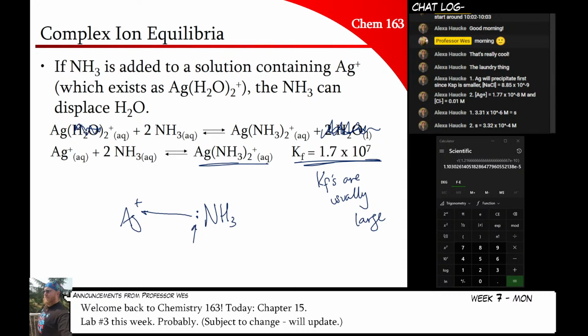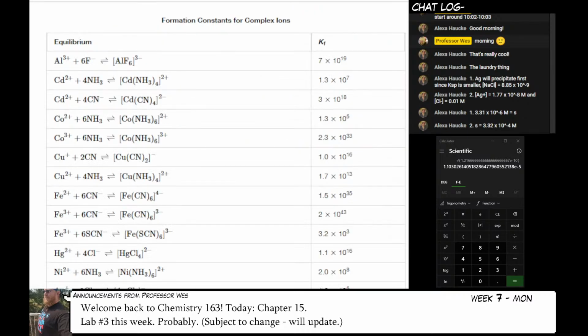And let's just get that on the screen here so that you can see what these constants look like. So, there we go. And so you can see that these are all ginormous numbers for various ligands that can be added. Now, there are all sorts of different ligands here.